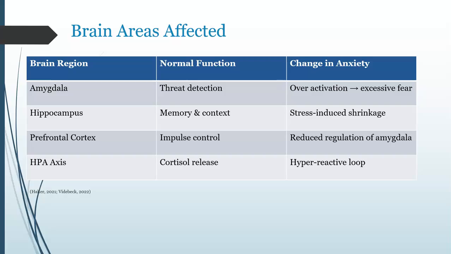The amygdala detects threats. It becomes overactive in anxiety. The hippocampus, responsible for memory and context, can shrink under stress. The prefrontal cortex, which controls impulses, becomes less active, so the amygdala is not properly regulated. And the HPA, that is hypothalamic pituitary adrenal axis, which controls cortisol, stays hyperactive, causing ongoing stress responses. Now, let's move on to the next slide and meet a patient who is living with anxiety.